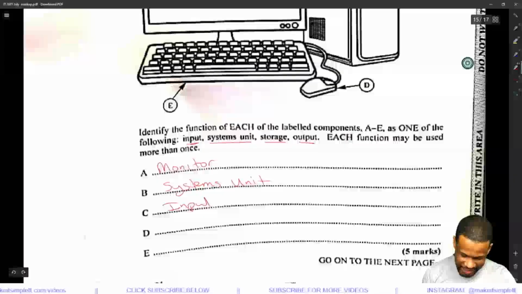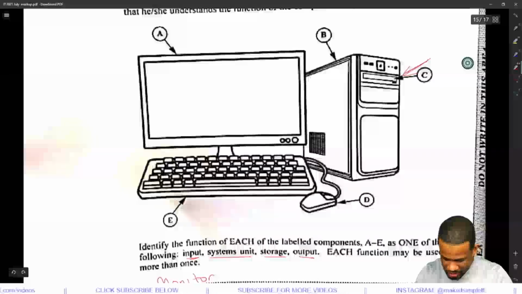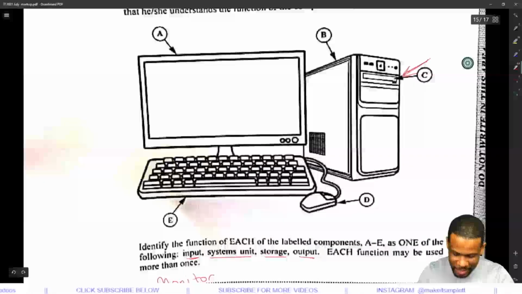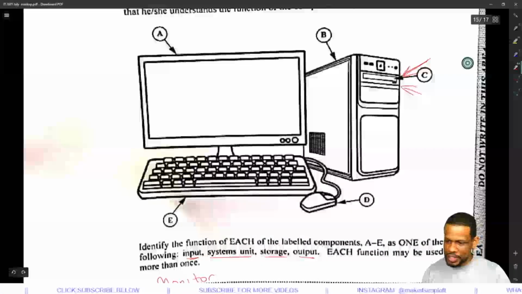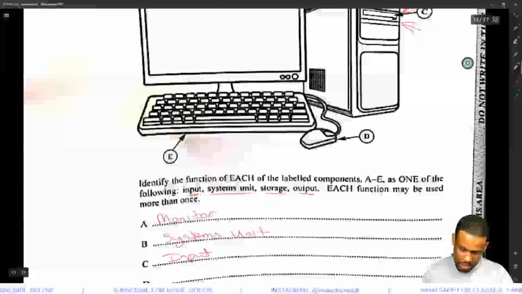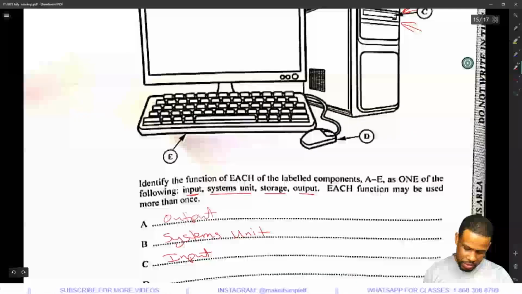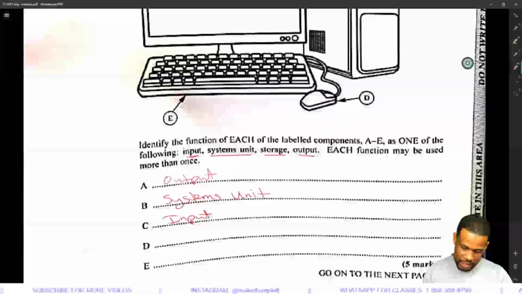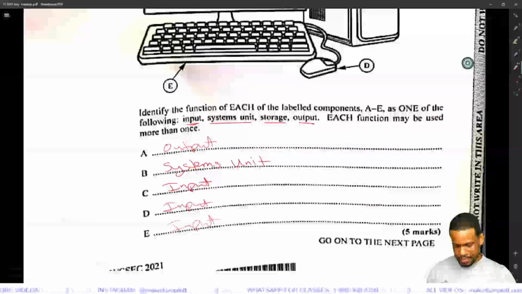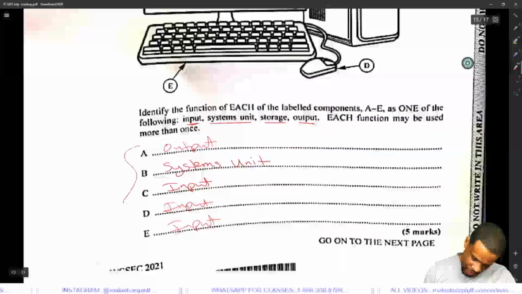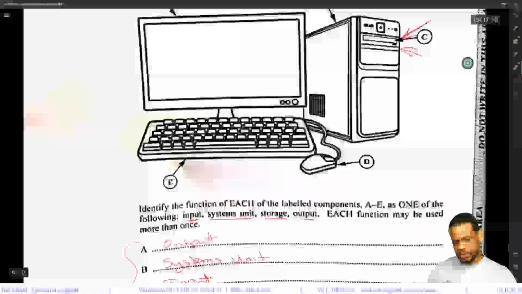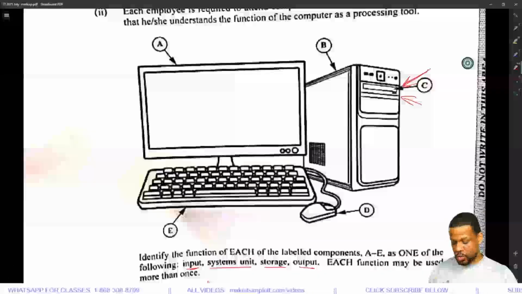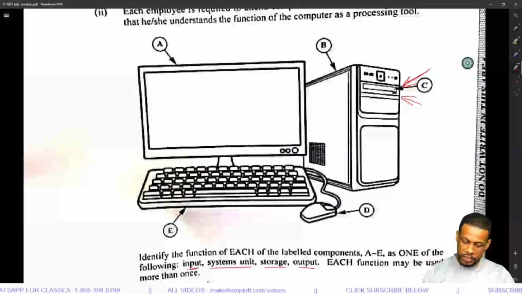But this question is a trap. How are you supposed to know you pointing to a DVD drive? When last somebody see a computer with a DVD drive in front of it just so? Anyhow, so monitor could be output, system unit, input. D is input, and E is input also. Once again, 6 things, 5 marks.